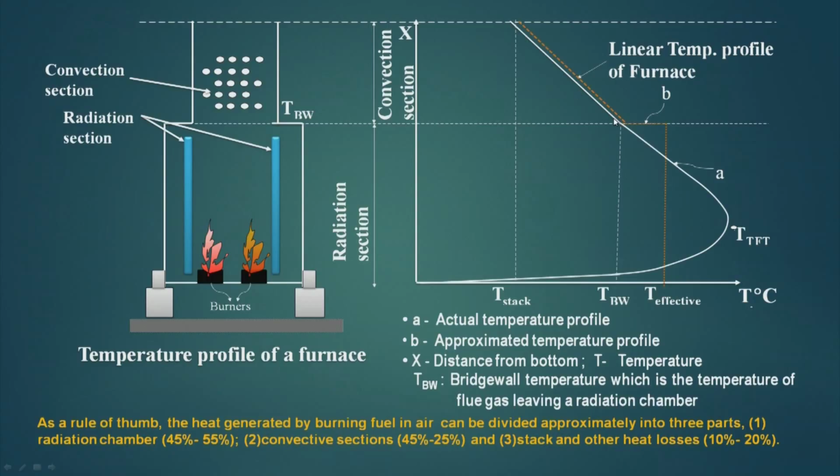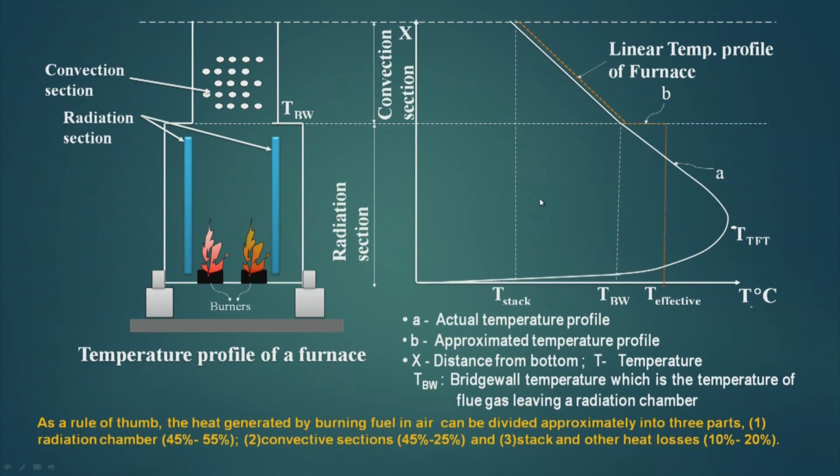Now, this temperature profile can be approximated by another temperature profile, which is shown by this red line from this to this. Then there is a sudden jump in temperature, and this is the T effective temperature. So, in the radiation section, we can assume that the temperature is T effective. When it goes out from the radiation section, it has a temperature TBW, which is called Breeze-Wald temperature, and when it goes out of the furnace, its temperature is called T stack.